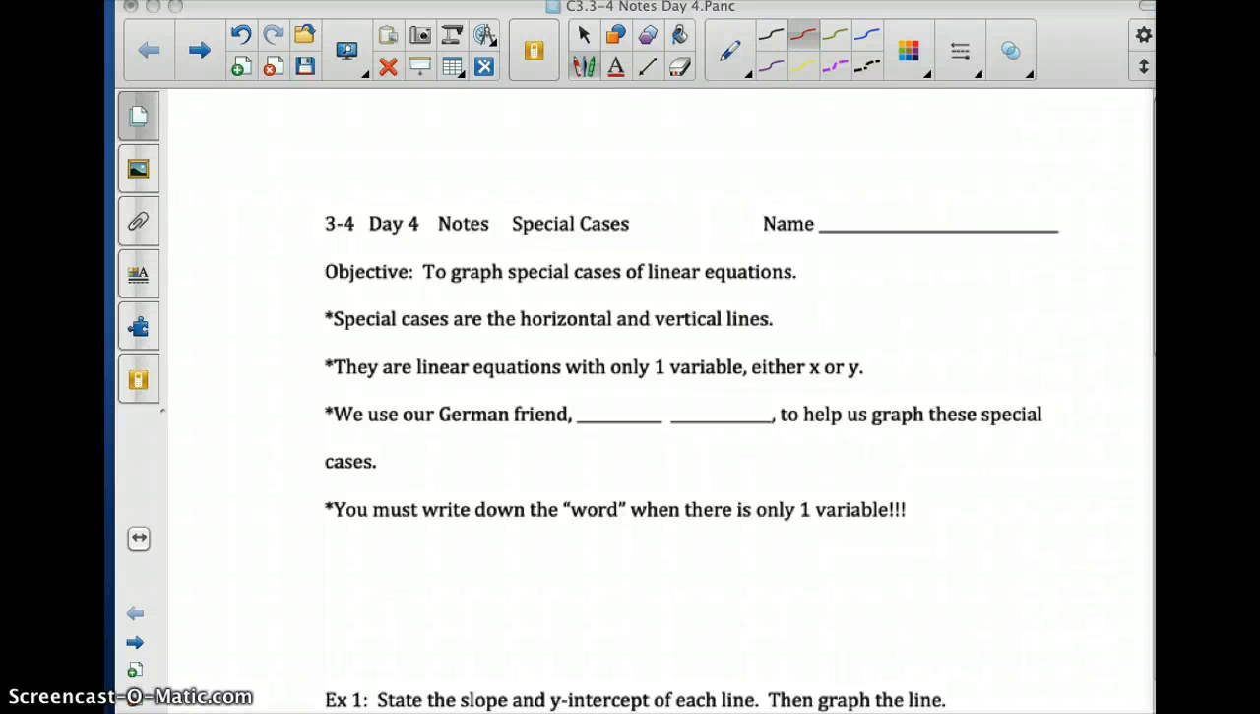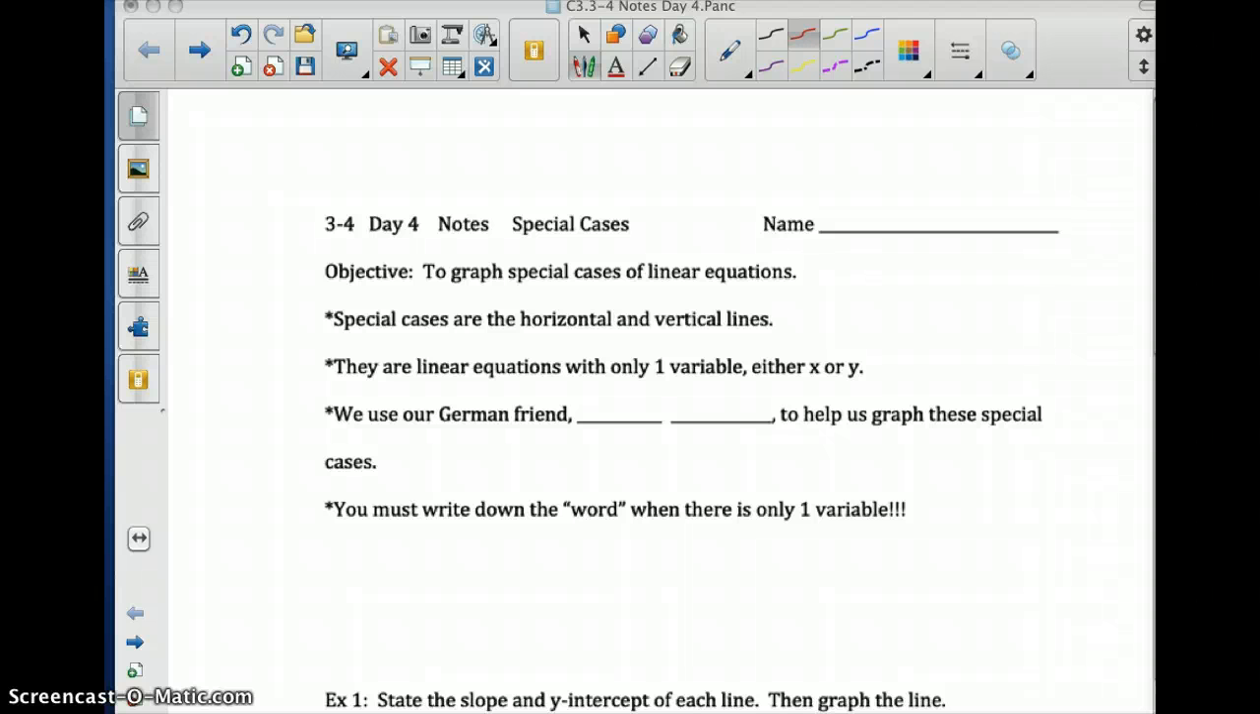So, we're going to talk about our special cases today: how to graph special cases of linear equations. Special cases, guys, are the horizontal and the vertical ones. Those are lines that only have one variable. Does everybody agree all the other lines had two variables, right? What were those two variables?